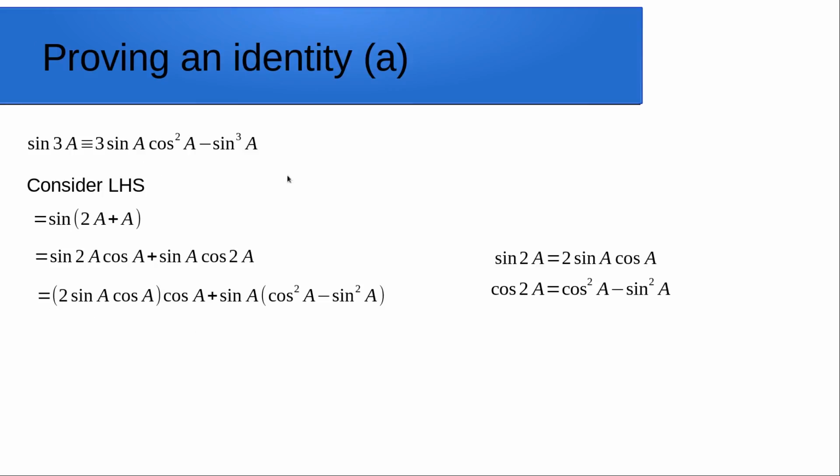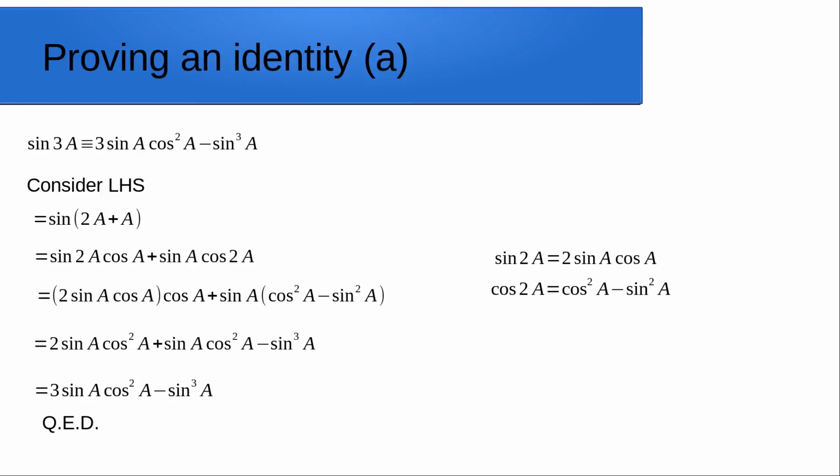Now we've got a bracket, there are no brackets here, so it makes sense to expand these. You can see here we're going to get the cos squared, and from here we're going to get the sine cos squared. So we get this expression. This is two of them, this is one of them, join them together and we've got 3 sine a cos squared a minus sine cubed a. So they're identical. There we go, all proved.